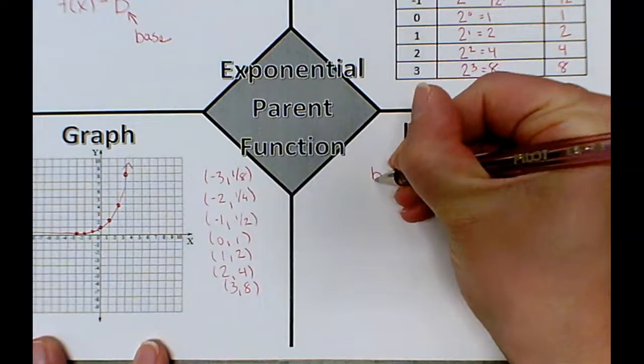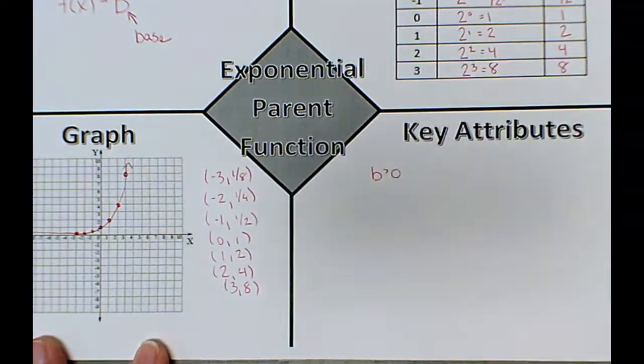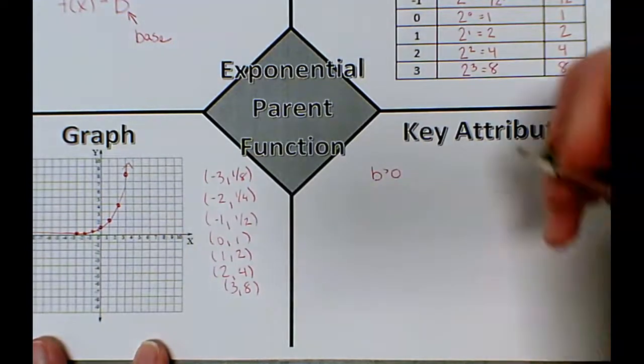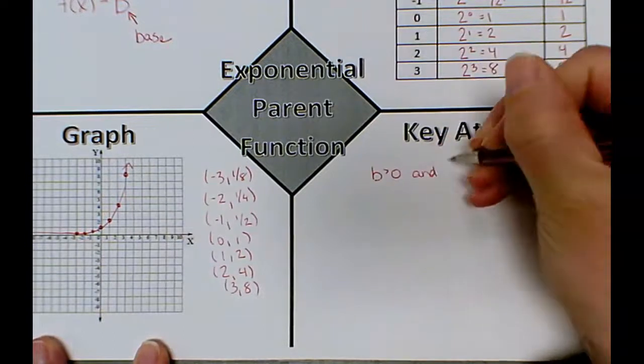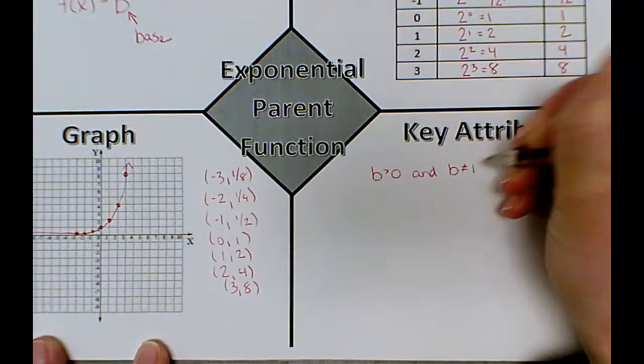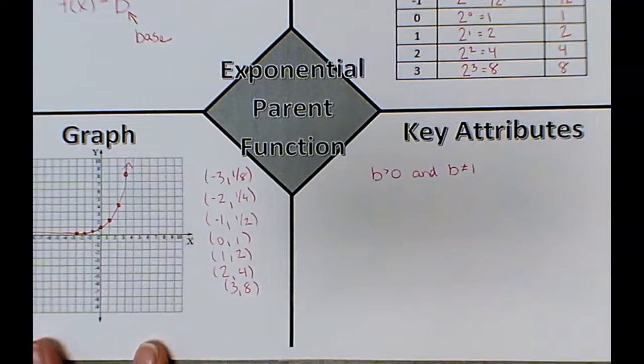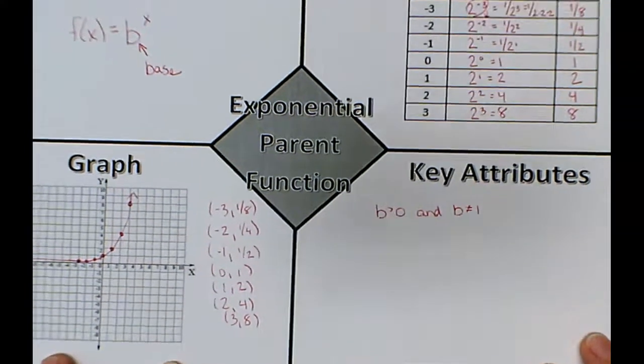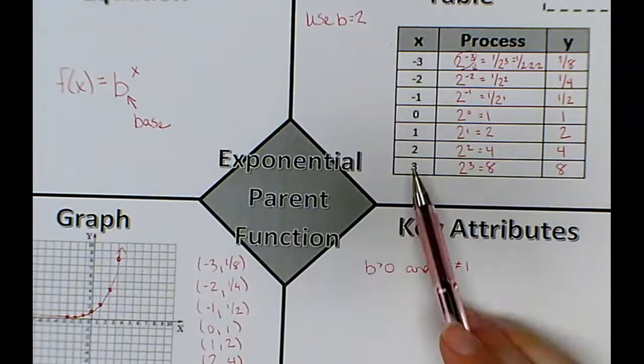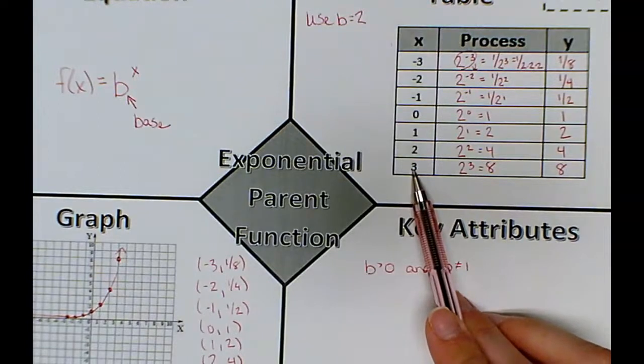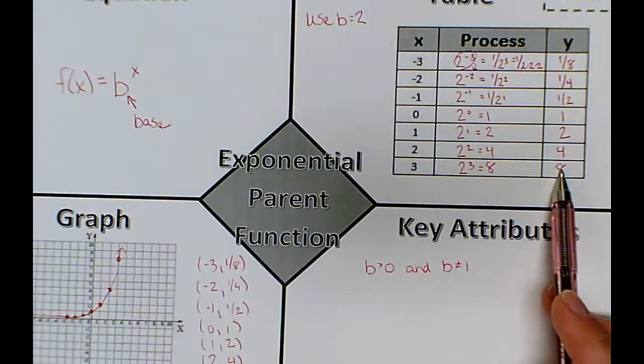The base b will be greater than 0. So we'll always have a base greater than 0, and b can never be equal to 1, because let's look at what would happen if we raised 1 to the power of all of these x values. Well, 1 to the power of 3 is 1 times 1 times 1. That would just be 1.